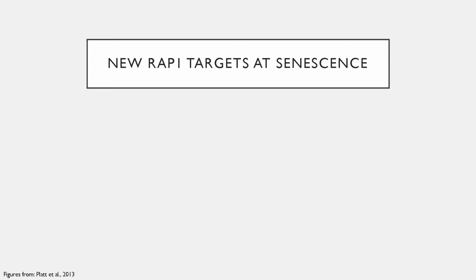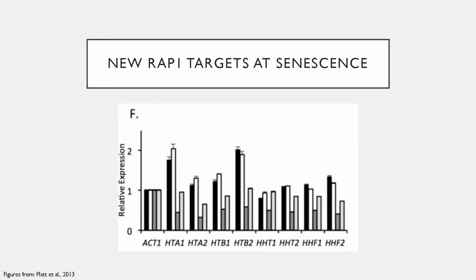This next figure shows mRNA levels of histones in 4 different types of cells: wild-type cells, cells with decreased levels of Rap1, modeled senescent cells, and modeled senescent cells with decreased levels of Rap1. We see that the repression of core histones is dependent on Rap1, since Rap1 deficient cells have similar levels of histone mRNA compared to wild type. However, the modeled senescent cells that have decreased levels of Rap1 have the lowest levels of histone mRNA.